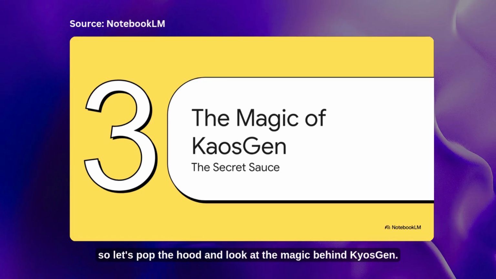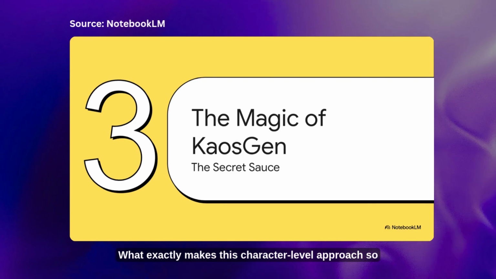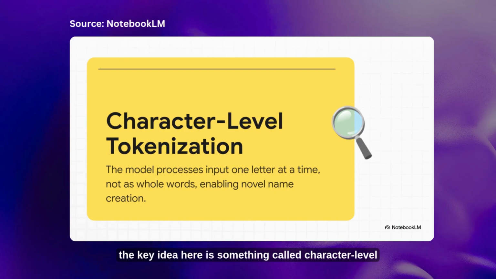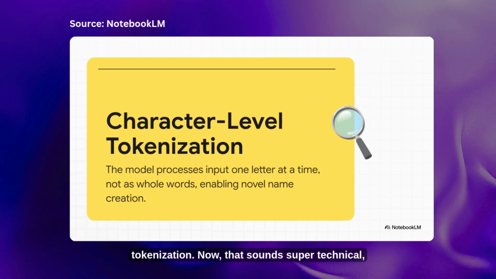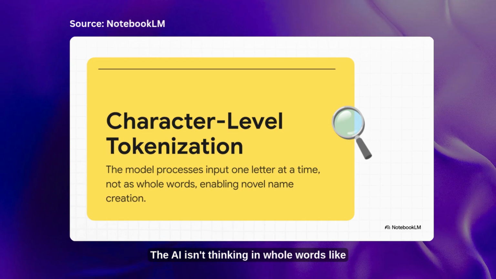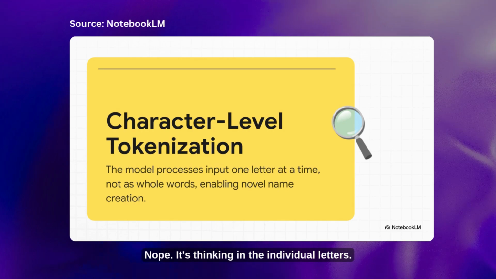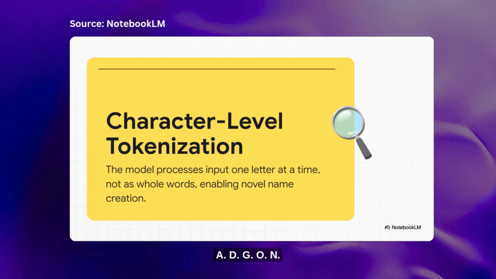Right, so let's pop the hood and look at the magic behind KaosGen. What exactly makes this character-level approach so ridiculously powerful? Okay, the key idea here is something called character-level tokenization. Now, that sounds super technical, but the concept is actually pretty simple. The AI isn't thinking in whole words like dragon or sword. Nope, it's thinking in the individual letters, D, R, A, G, O, N.